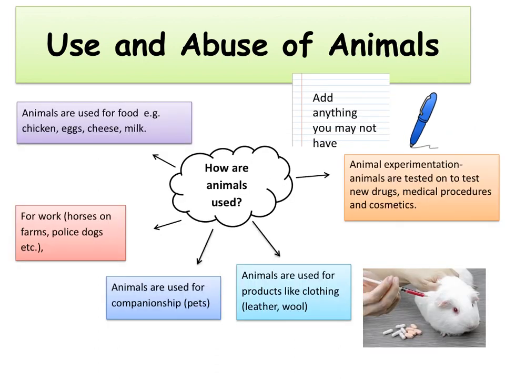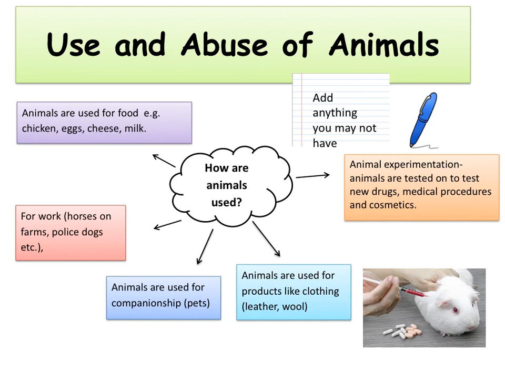Here are some of the answers that you could have got. Add any answers that you haven't written down and try to give an explanation for each one. So the first thing that we could talk about is that animals are used for food. For example, we eat the meat of things like chickens, of lambs, of pigs, of cows. We also use their products. So we eat eggs, we eat cheese, and we use milk from cows.